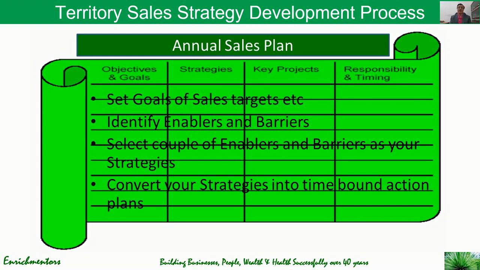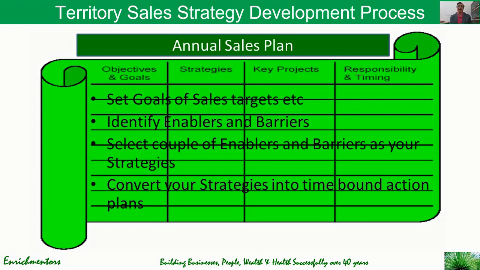Then we go into identifying enablers and barriers. What is helping us achieve those sales targets? What is preventing us from achieving these targets? We identify that. The third step would be to identify, from those sets of enablers and barriers, a couple of strategies, and that's how we take the third step. We will talk about that as we go forward.